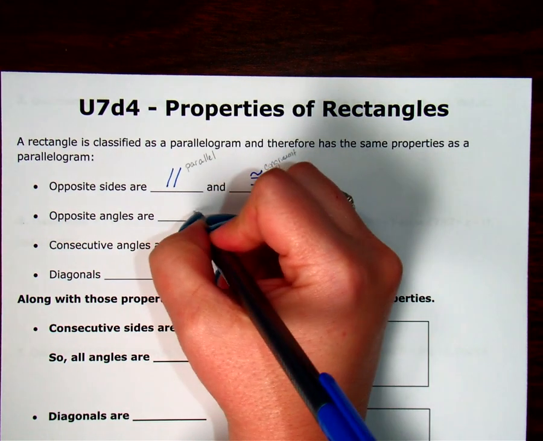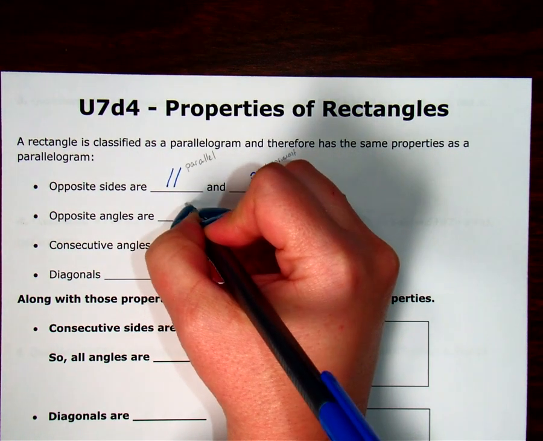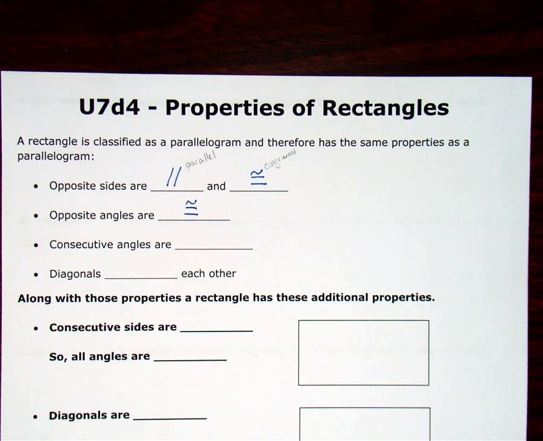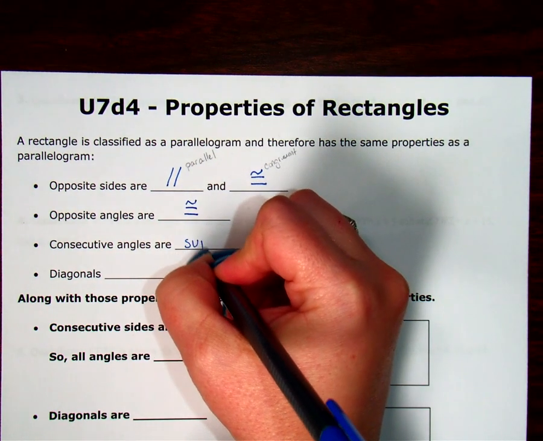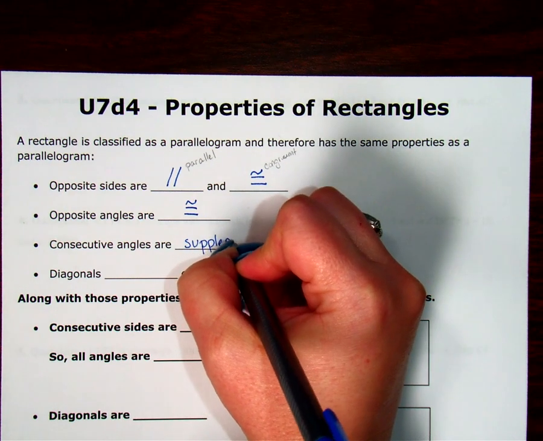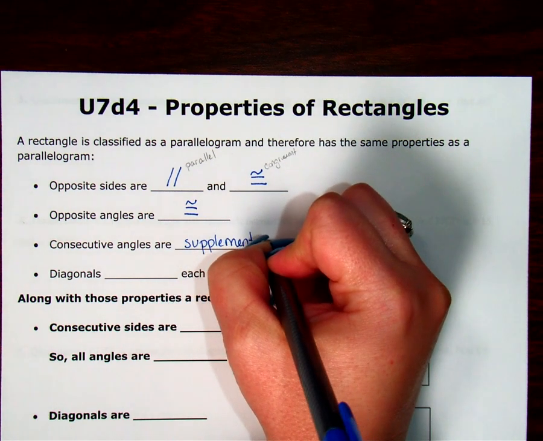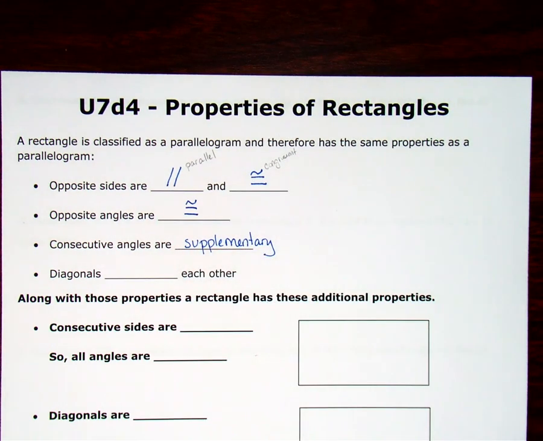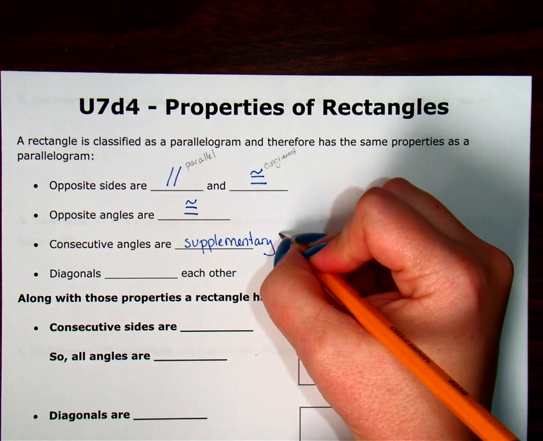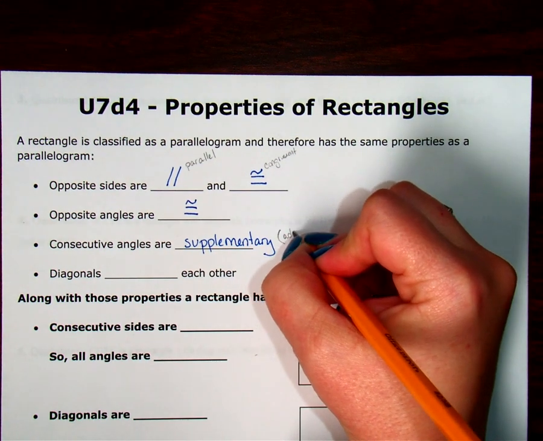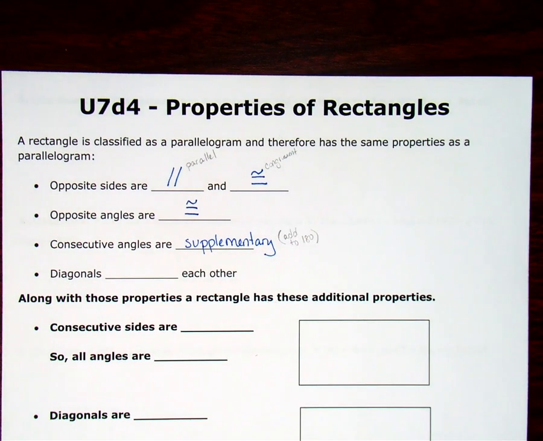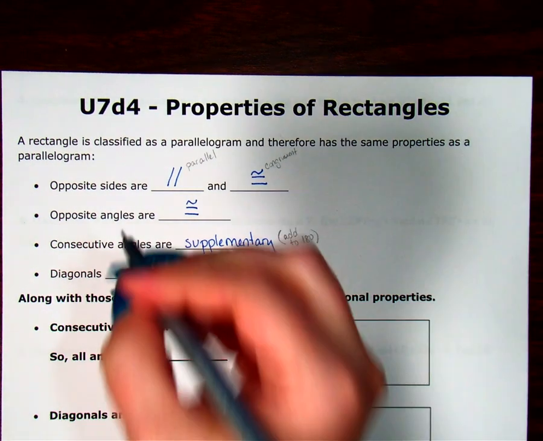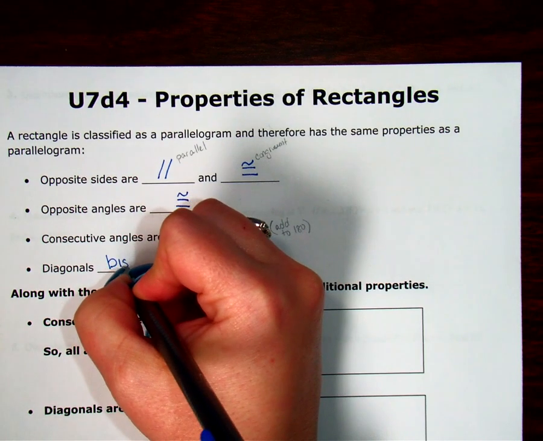My opposite angles are congruent. My consecutive angles are supplementary. They add up to 180. And again, if you don't look at that word supplementary and immediately go, oh, that means they add up to 180, make sure you write that for yourself. Make yourself little extra notes. Add to 180. And then the diagonals bisect each other.